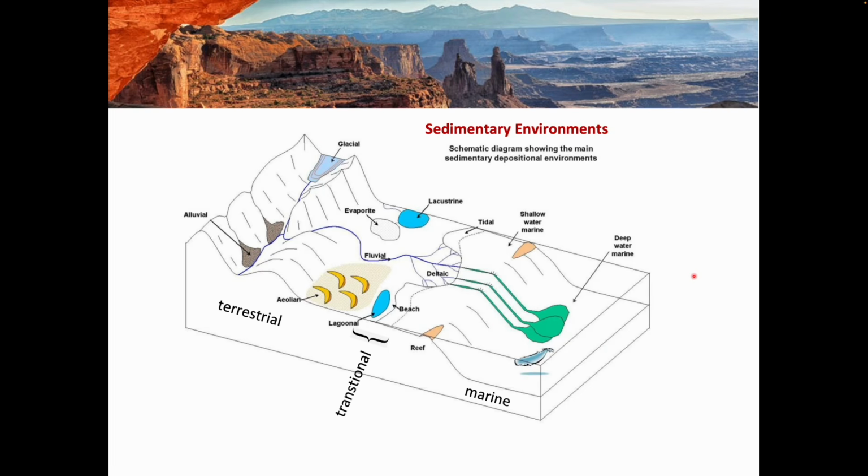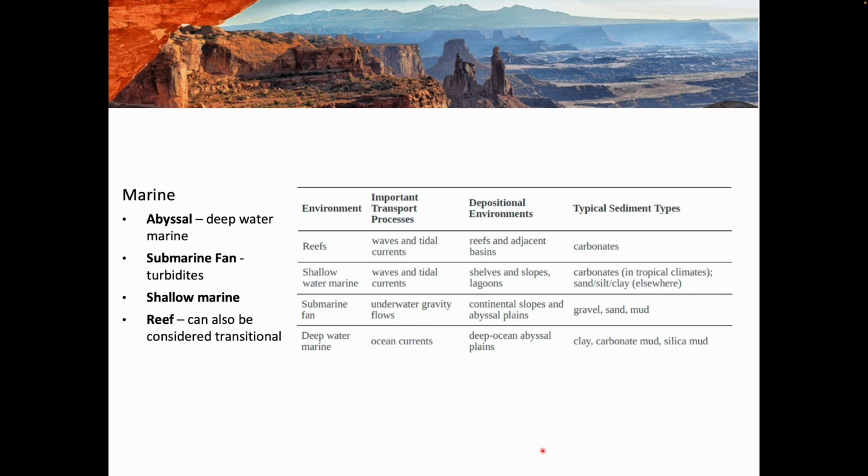This is Part 2. In Part 1, we discussed terrestrial sedimentary environments, and now we are moving into marine depositional environments. The different types of marine deposits can be separated out into abyssal, which is very deep water, submarine fans, shallow marine environments, and reefs, which are also sort of semi-transitional environments between ocean and land. The chart here shows different characteristics of some of these various sedimentary environments.